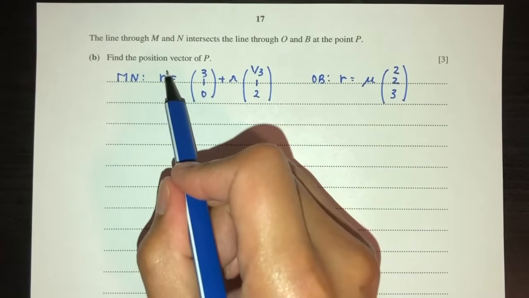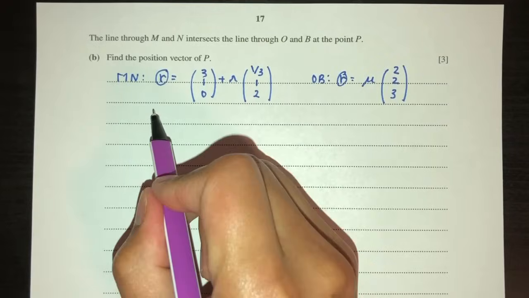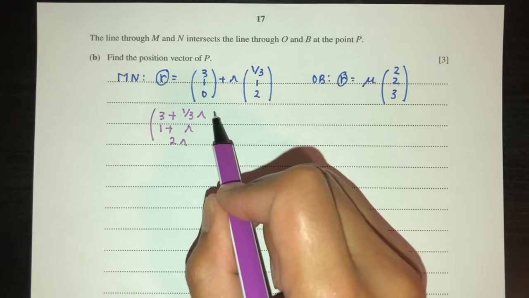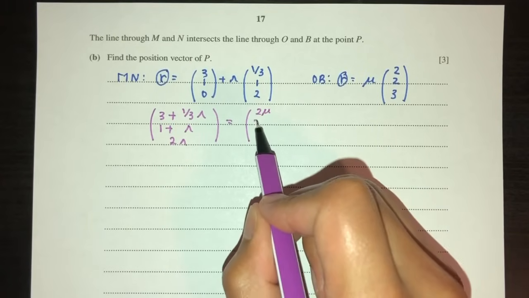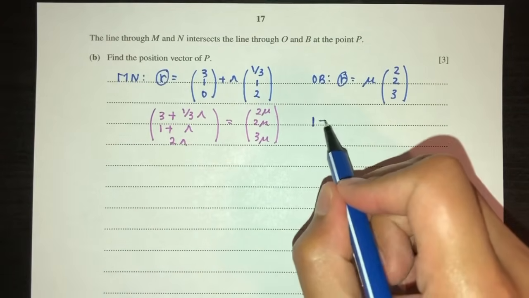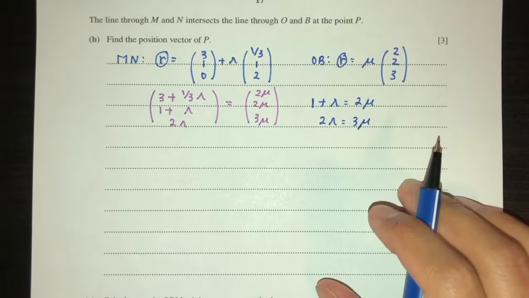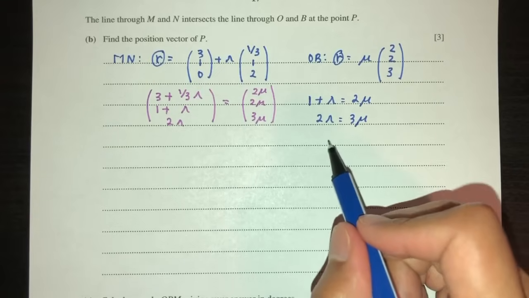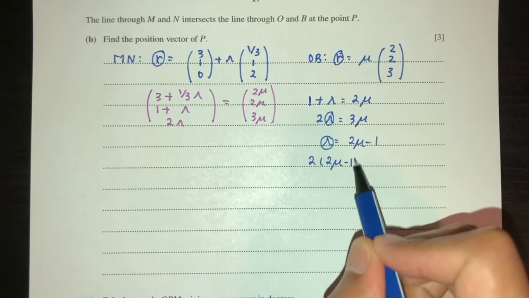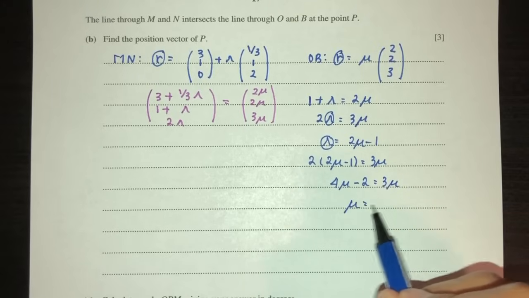Now, for them to meet, their R has to be the same, so we have to equate them simultaneously. On this side we have 3 plus lambda, 1 plus 3 lambda and 2 lambda, which equals 2 mu, 2 mu and 3 mu. So the first equation we have, which is easier, is 1 plus lambda equal to 2 mu. And 2 lambda equal to 3 mu. Let's make lambda the subject of the formula. So lambda is equal to 2 mu minus 1. Replace this back in the other one, you will have 4 mu minus 2 equal to 3 mu. So mu is equal to 2.